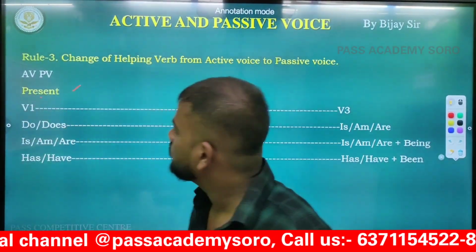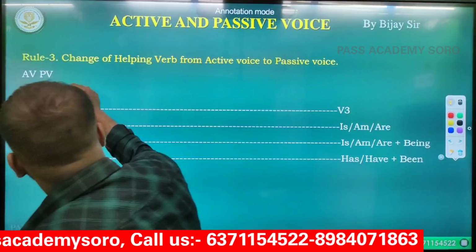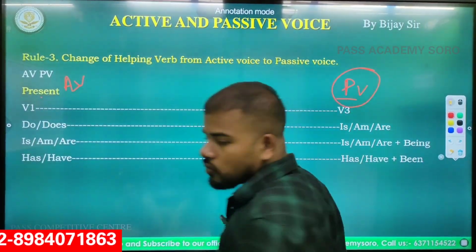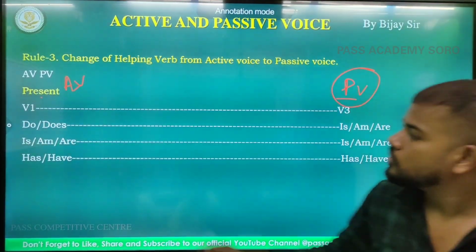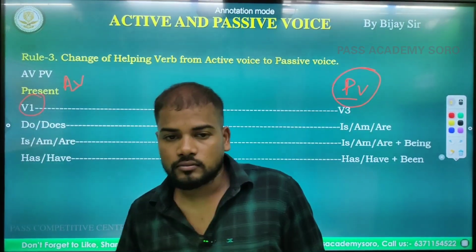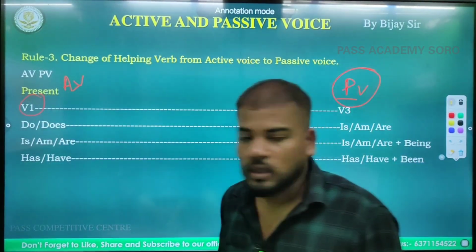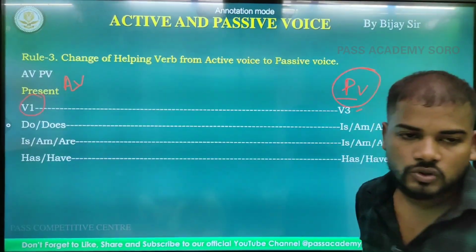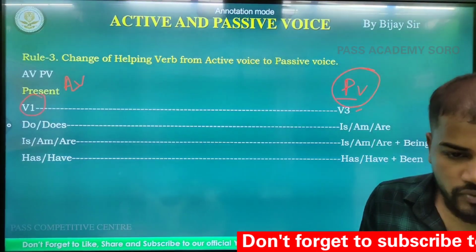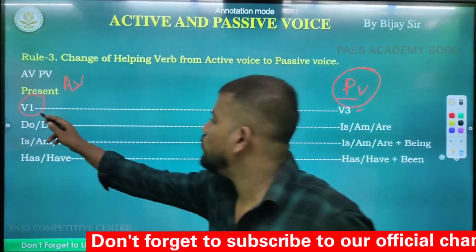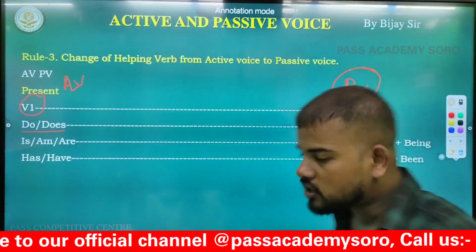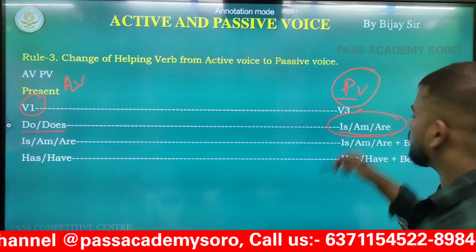So first one, present. This one is AV, active voice, and this one is PV, passive voice. I wrote the short form of active voice and passive voice. So in active voice, if our sentence is in present form, definitely it will be V1, verb first form, and we will convert into V3. As we know, we will always use the V3 form in passive voice. V1, do or does, it means present simple. If our sentence is in present simple, we will convert into passive and we will use is, am, are.